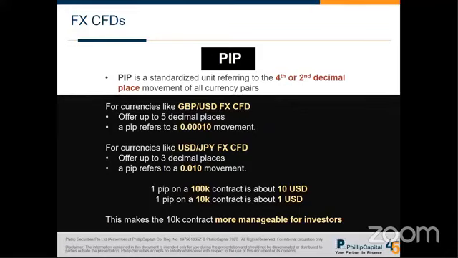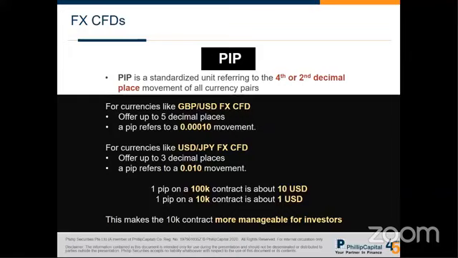For currencies like USD JPY, Japanese yen, because this is quoted in 100 yen, $1 is equivalent to 100 yen. So this offers up to 3 decimal places only. So 1 pip is referring to 0.01, which is the second decimal place. So one movement is 0.01 for this pair, USD JPY.